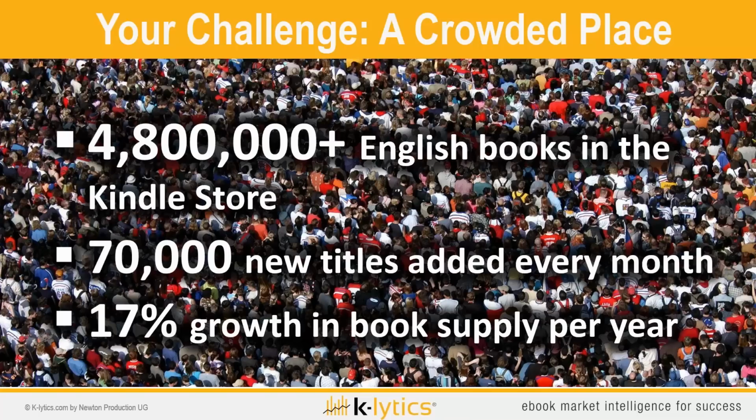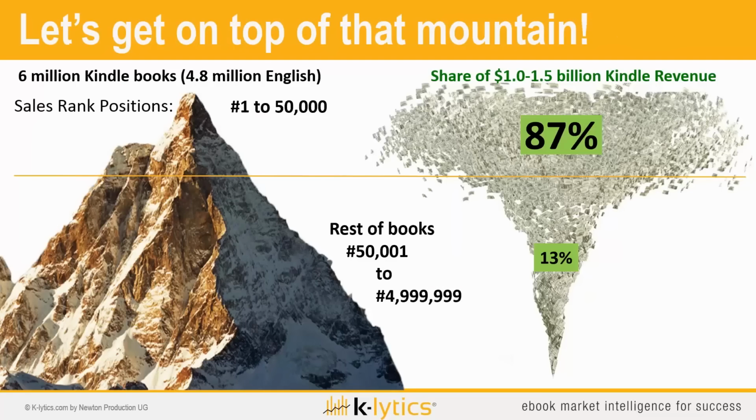So the books are not going away, and that leads to one situation, which is good news and bad. If you look at Amazon on the left-hand side, as all the books, all these 6 million Kindle books, the 4.8 million English titles, they are this mountain, right? And on the right-hand side, you have the money that Amazon is making. And there are questions as to what is the real revenue of Amazon. Having talked to a couple of guys, the estimates vary, but let's say about 1 to 1.5 billion Amazon makes in Kindle revenue.